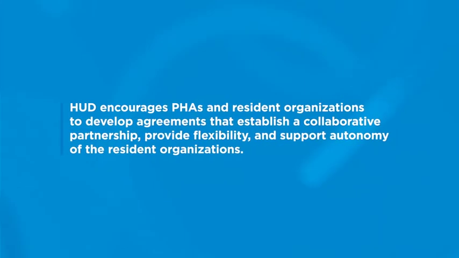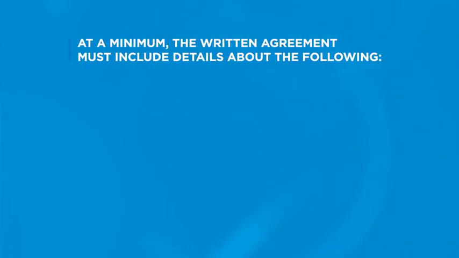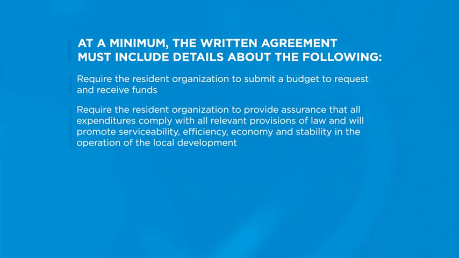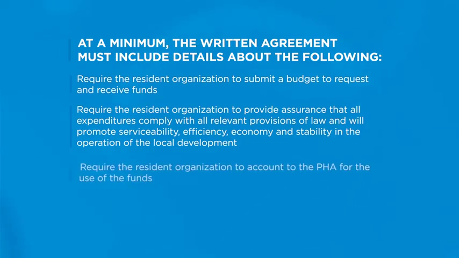HUD encourages PHAs and resident organizations to develop agreements that establish a collaborative partnership, provide flexibility, and support autonomy of the resident organizations. At a minimum, the written agreement must include details about the following: require the resident organization to submit a budget to request and receive funds. Require the resident organization to provide assurance that all expenditures comply with all relevant provisions of law and will promote serviceability, efficiency, economy, and stability in the operation of the local development.